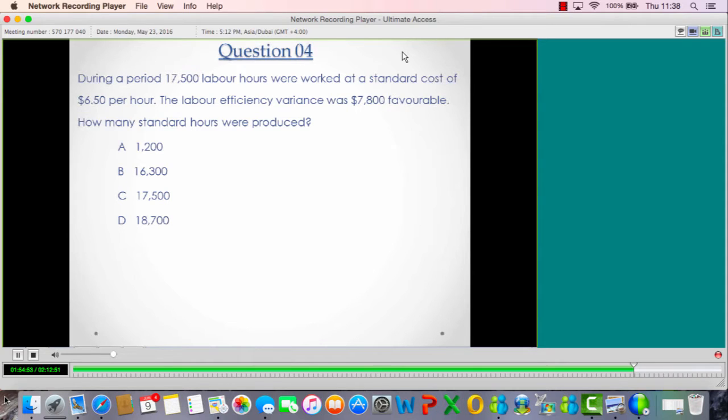So that means my labor efficiency favorable 1,200 means my actual hours should be less than the standard hours, right? Am I right? You got it right. Yeah. Okay.